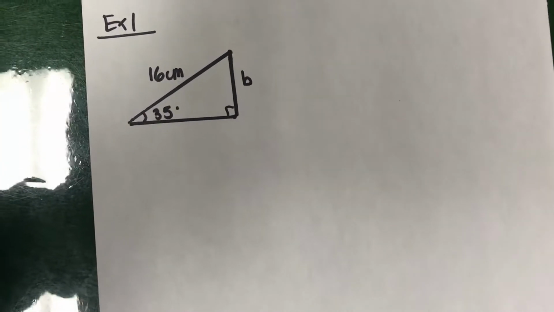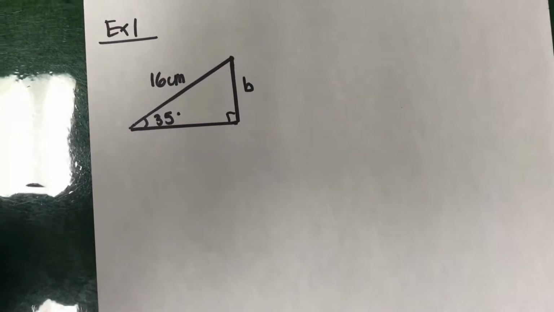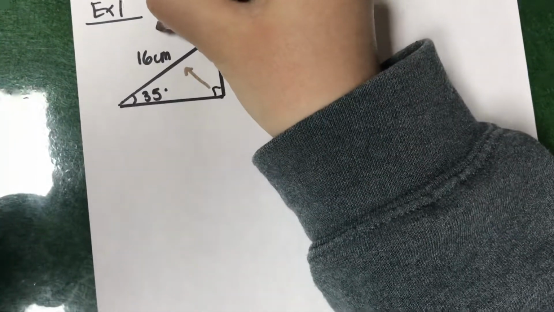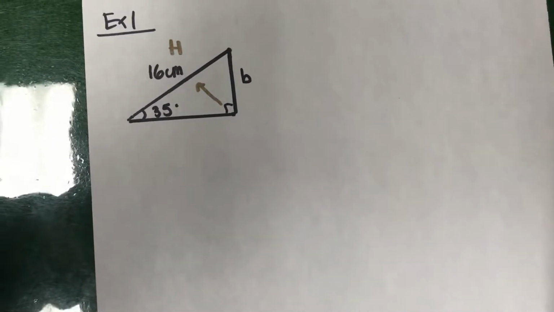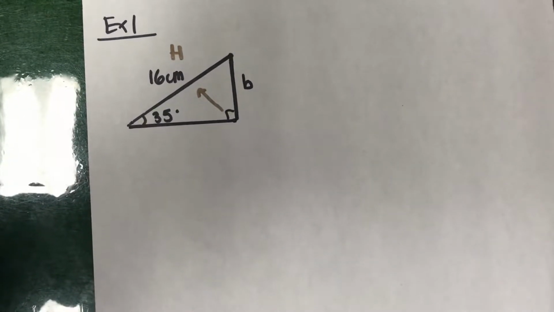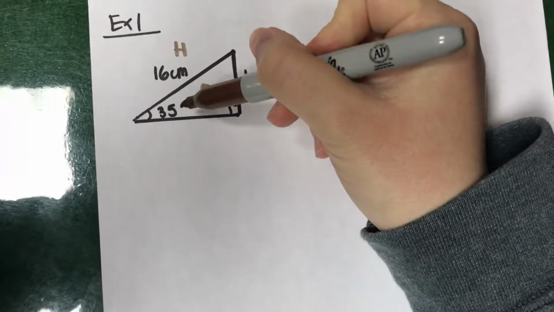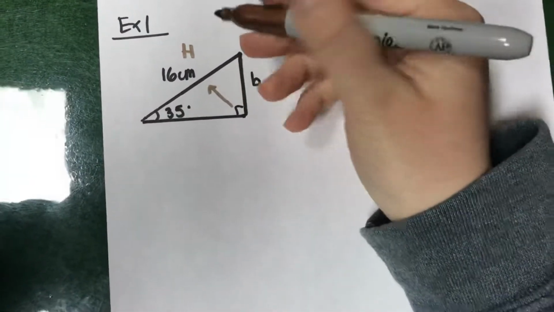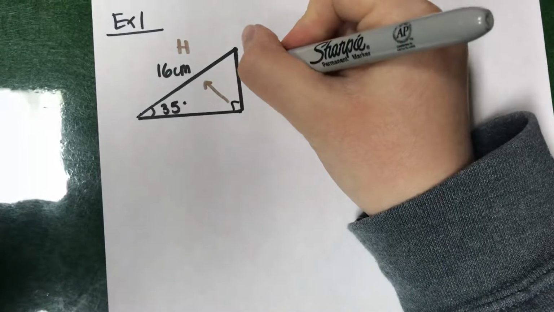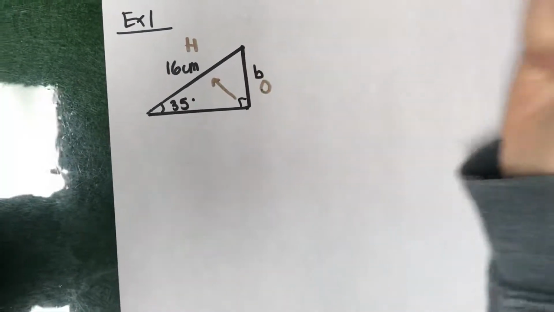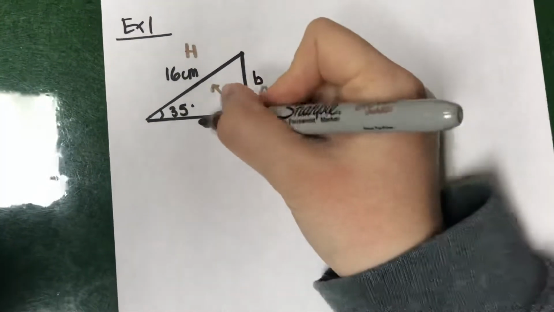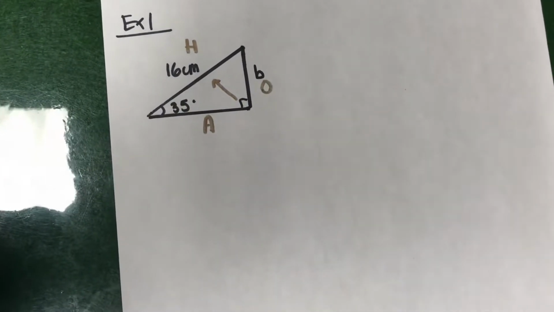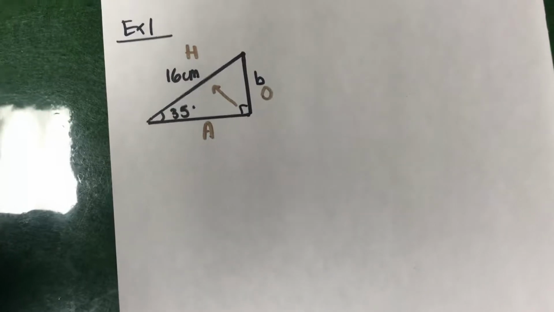So I'm going to start off by labeling the hypotenuse, and that's always across from the right angle. Opposite is always opposite of this reference angle. So that's the angle that I'm given and I'm working with. So opposite of that is the opposite side. And adjacent is the one beside the reference angle. The word adjacent means beside.